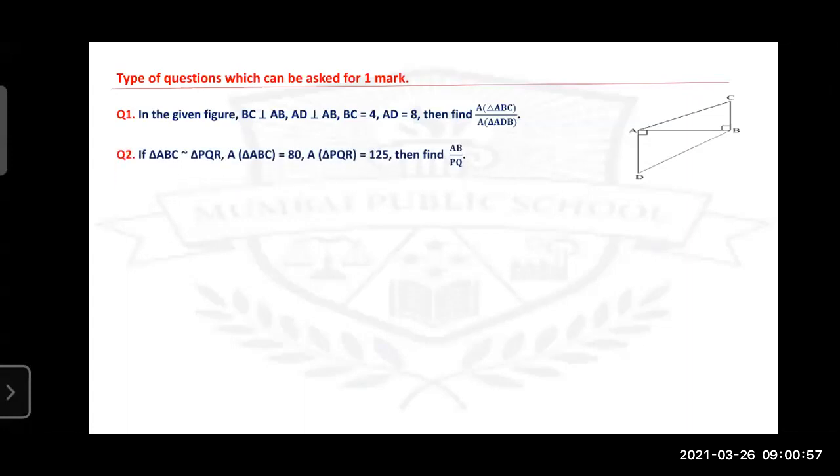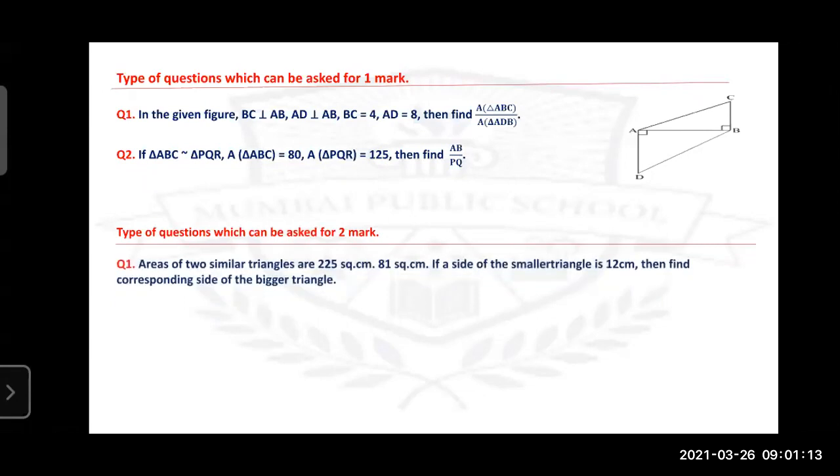Second question, same here. Two triangles are similar. Area is given. So you have to find AB by PQ. So we apply here the ratio of areas of two similar triangles, AB square by PQ square. Type of question which can be asked for 2 marks. For 2 marks, here ratios are given and one side is given. You have to find the other corresponding side of the bigger triangle.